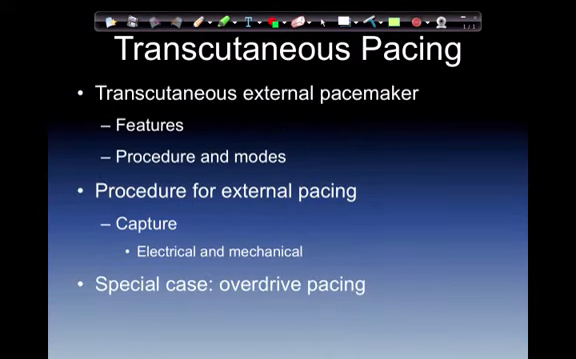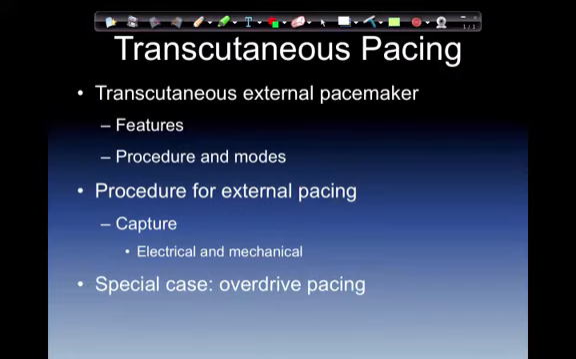Transcutaneous pacing. A transcutaneous external pacemaker, as far as the features go, we essentially place pads, the same place we would place the quick combo pads, or do an anterior-posterior application, if we're just going to transcutaneously pace them, and take over the patient's pacemaker sites from the outside of their chest.